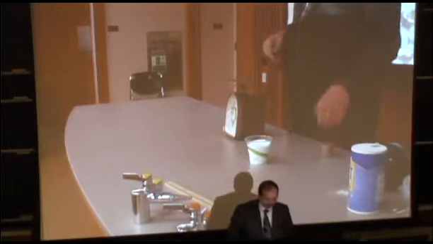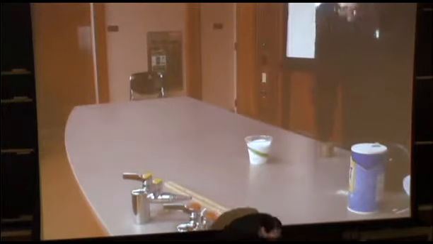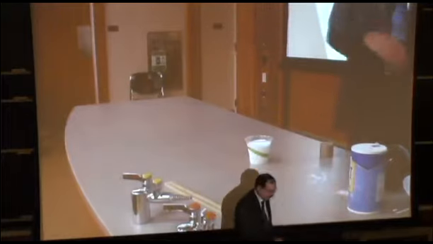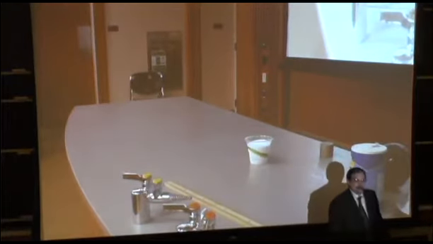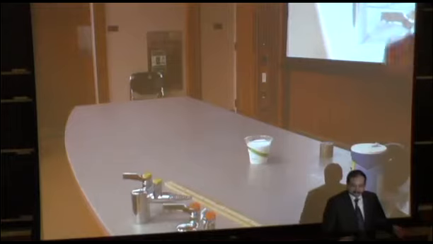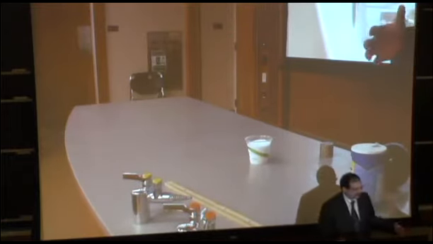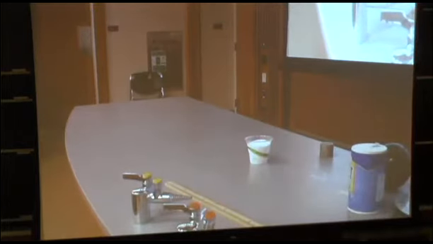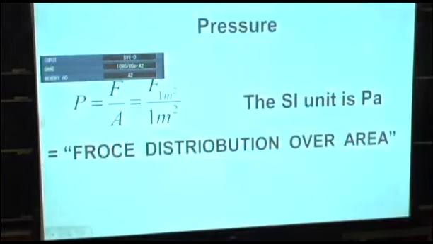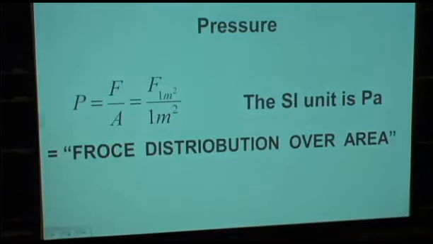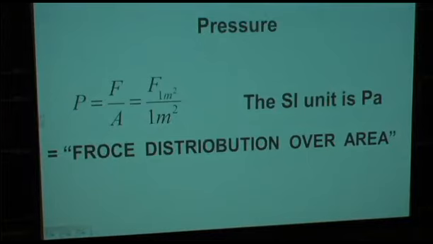For example, if you want to walk on snow, what do you use? Snowshoes. Why? Because you distribute your weight over larger area. Or if you're a fan of ice fishing, if you walk, that's dangerous. But if you crawl, you might survive. Or not. All right. We'll pick up from this slide.